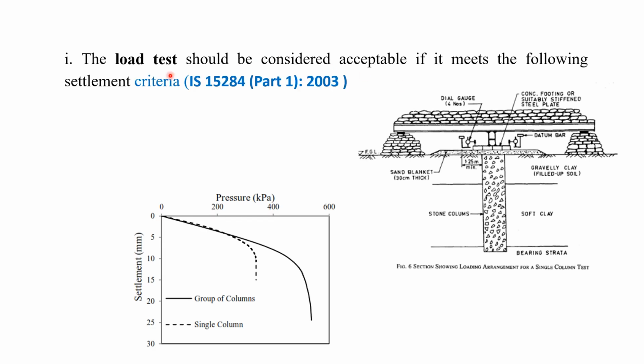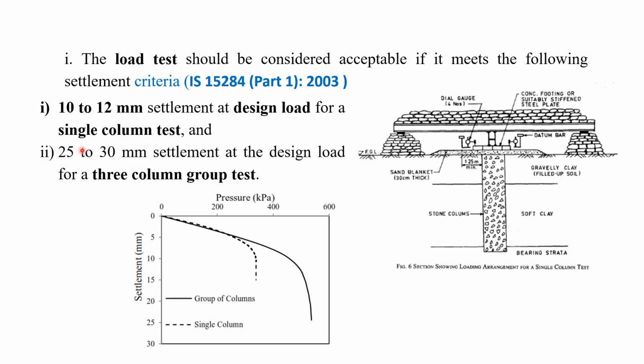Now we can see the load test should be considered acceptable if it meets the following settlement criteria. What are the settlement criteria as per IS 15284 Part 1, 2003? These two criteria are there. For a single column, the settlement should not exceed 10 to 12 millimeter at design load. Suppose design load is 25 ton, then it should not exceed 10 to 12 millimeter. In case of a 3-column group test, the settlement should not exceed 25 to 30 millimeter.